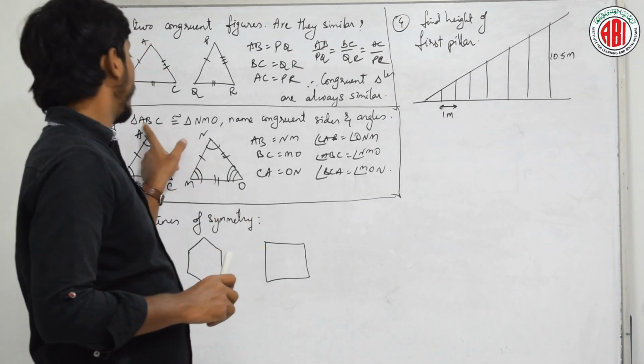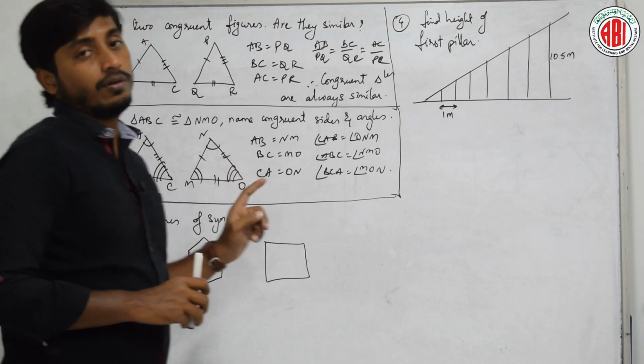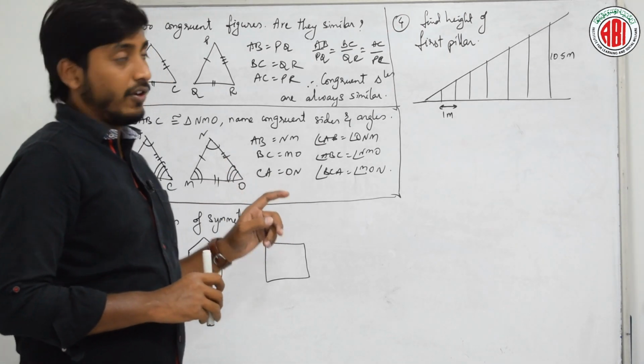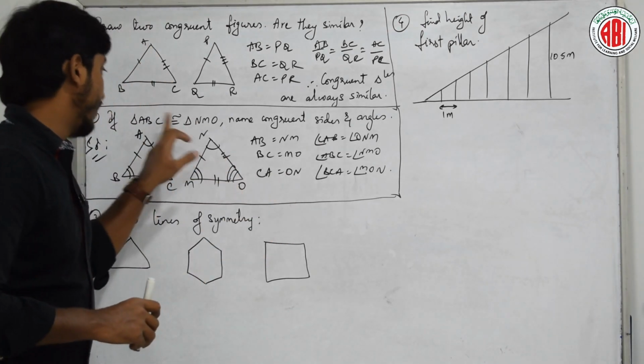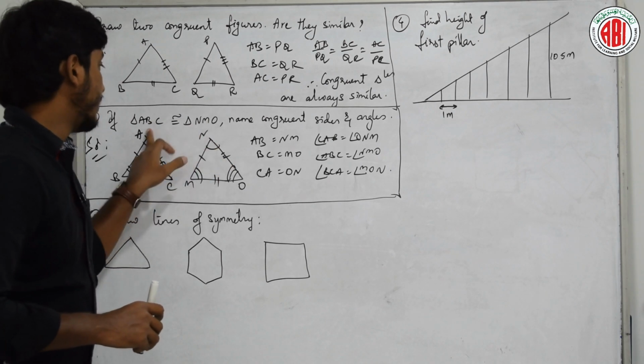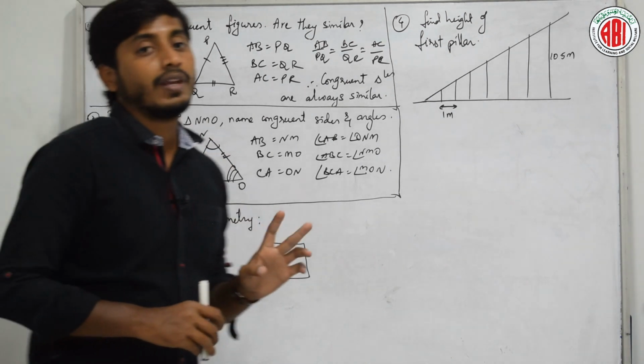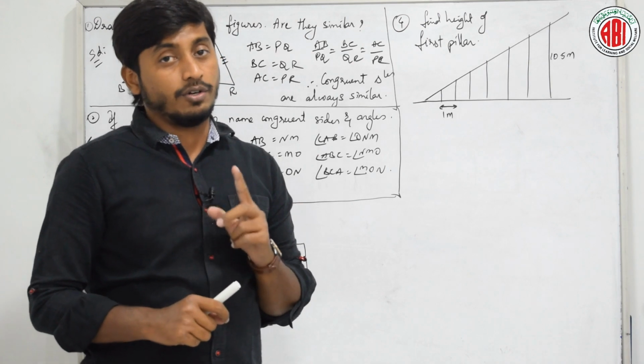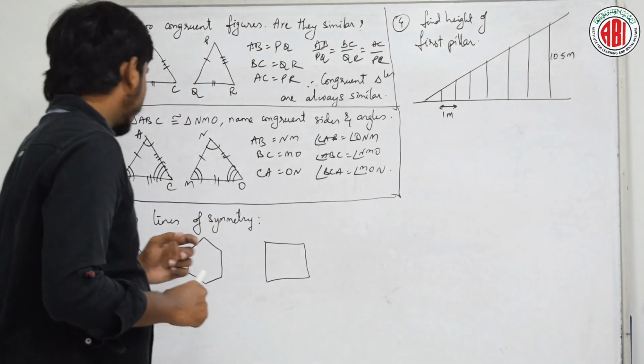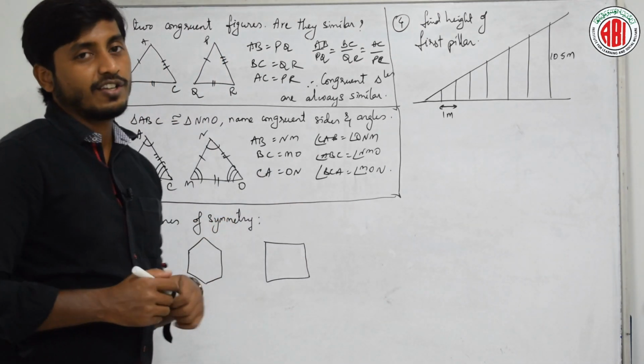And this order should be maintained: ABC, NMO. Don't draw whatever you want. AB should be equal to NM, BC should be equal to MO, CA should be equal to ON. Clear? You have to remember that. Don't get confused.